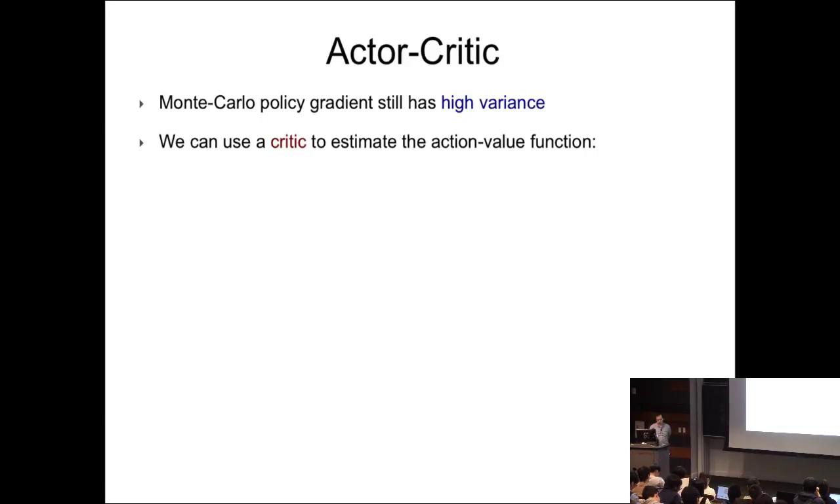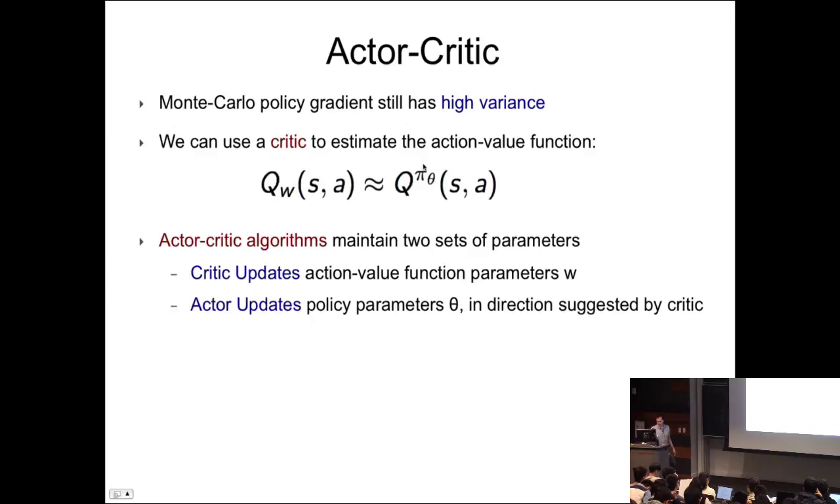So Monte Carlo policy gradients, these reinforce type of algorithms, typically have high variance. So they are very unreliable in practice. But what we can do is use a critic to estimate the action value function. Let's say we have another network which estimates the Q function, parameterized by some parameter. Think of it as some deep neural network that's approximating the true Q function.